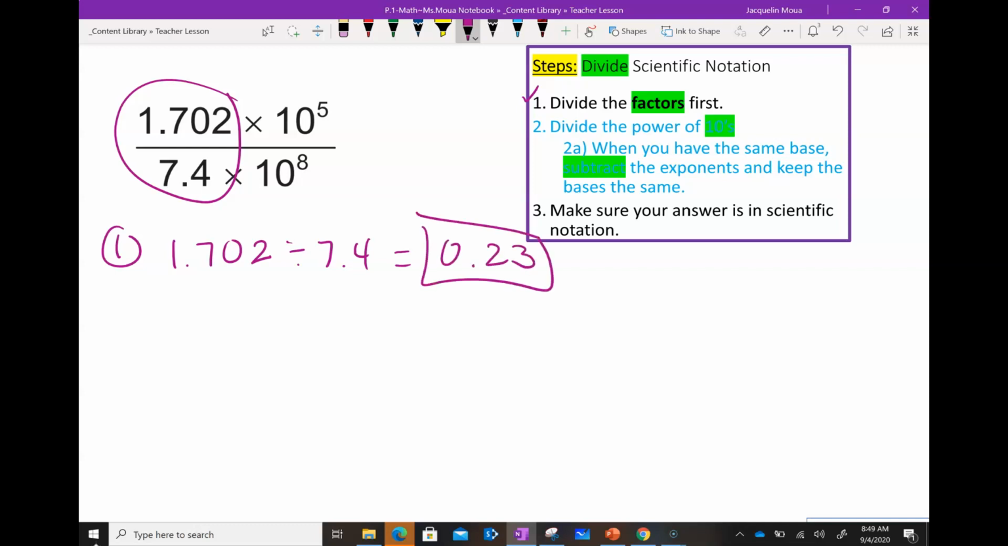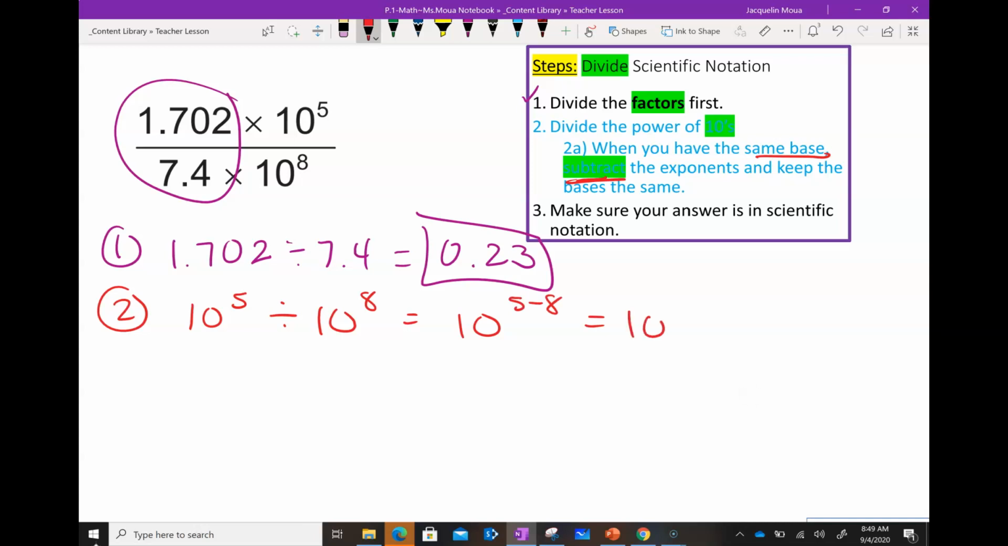0.23. Now our second step is we're going to divide the powers of ten. When you have the same base, you're going to subtract now. So we have 10 to the fifth power divided by 10 to the eighth power, which is the same thing as 10 to the 5 minus 8. If you have $5 and you spent $8, how much do you still need? How much do you still owe, which is you owe $3?